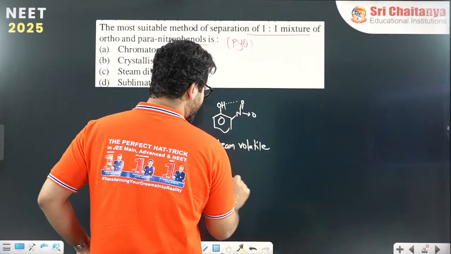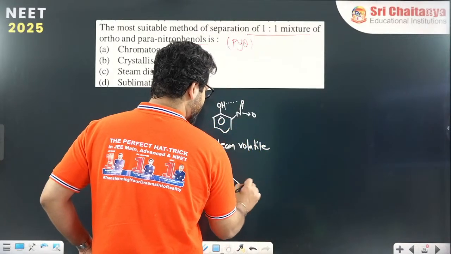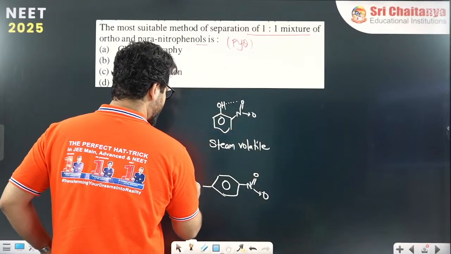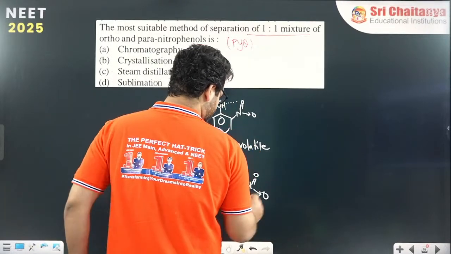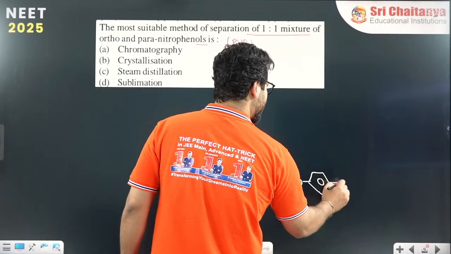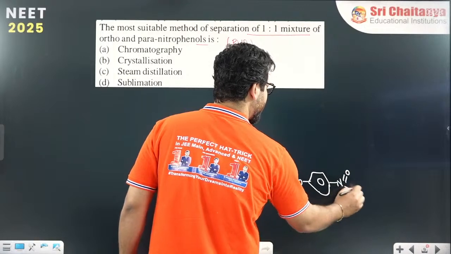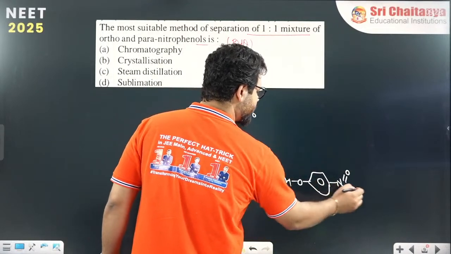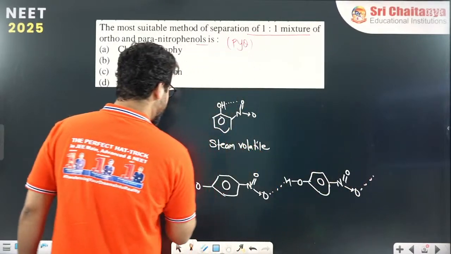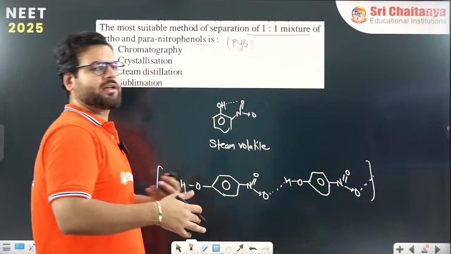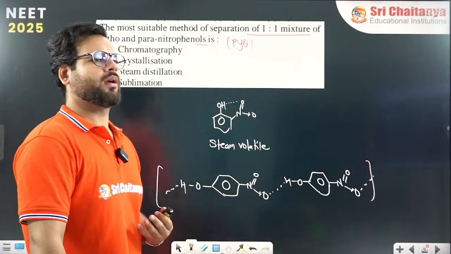But para-nitrophenol is not steam volatile because there is intermolecular hydrogen bonding. When you take para-nitrophenol, there is actually intermolecular hydrogen bonding. So two or more molecules are attached like this to each other. Hence, it will not be very volatile. It is difficult to separate these molecules.